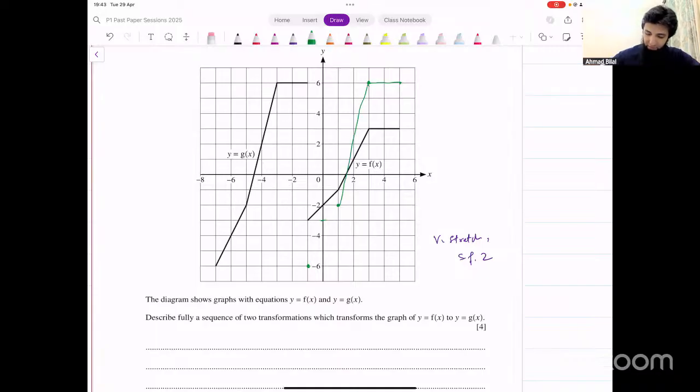This is the transformed graph after applying that stretch. Okay, you can think of it as straight lines. Assume that these are straight lines. This is what you get. Okay. Now, how do you go from this green graph to that final graph?